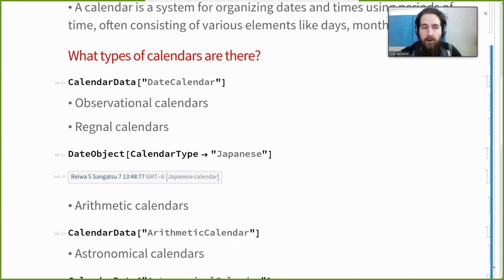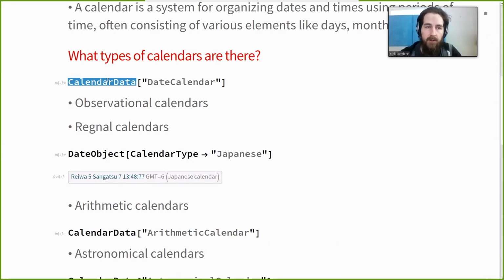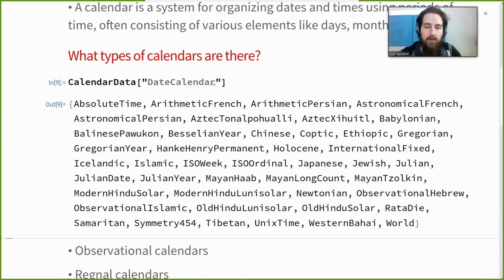What types of calendars are there? There are a whole bunch of calendars. Within the Wolfram language, we have a function called CalendarData that can report information about different date calendars. These are all of the built-in calendars that the Wolfram language knows about, is able to do conversions for, and can provide information. One set of calendars you won't see represented here are what I'll call observational calendars.